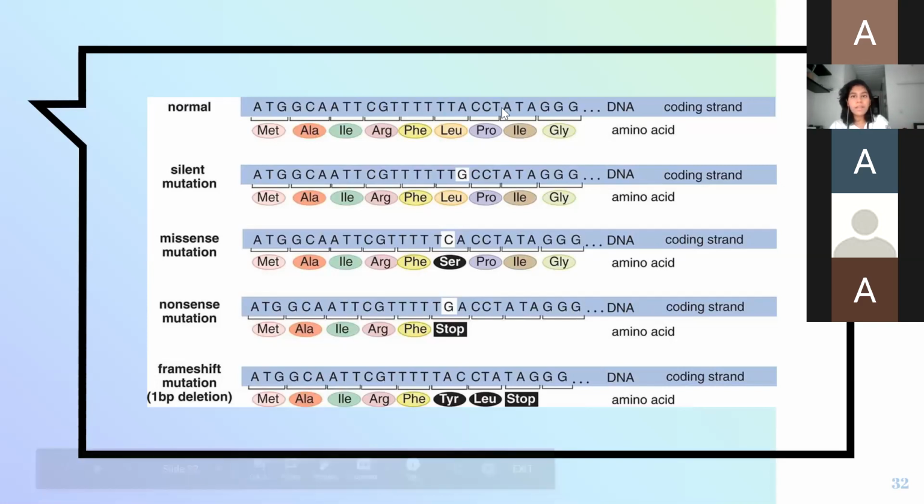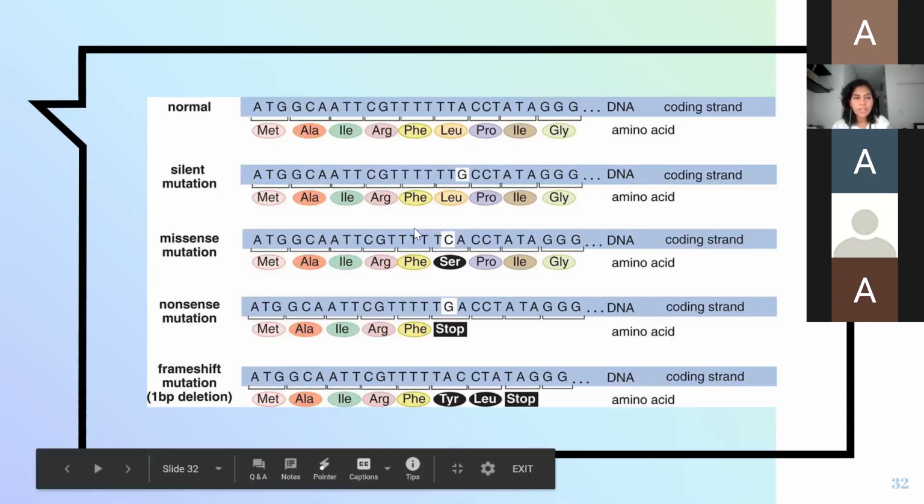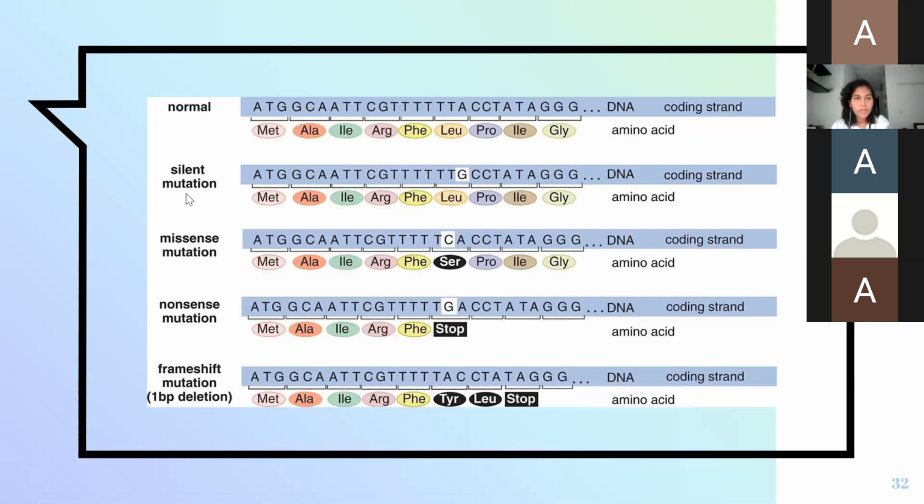So yeah, this is the illustration of every mutation. With the silent mutation, you can see when A is turned to G, it still codes for the same amino acid, leucine, and hence there's no actual consequence out of this. With a missense, you can see that P is put for C, and codes for a different amino acid, which does change the protein, but not vastly.